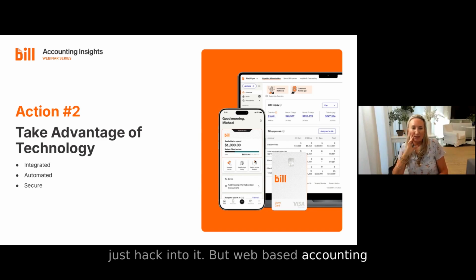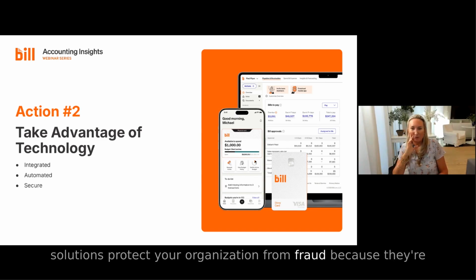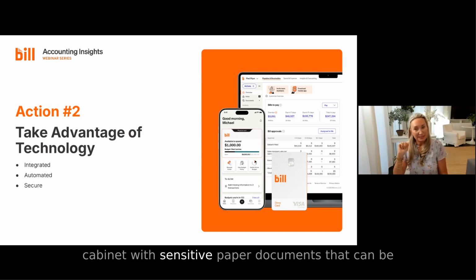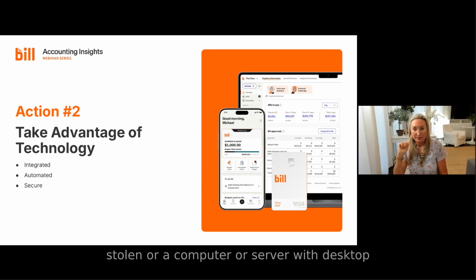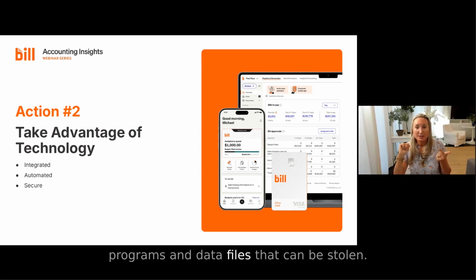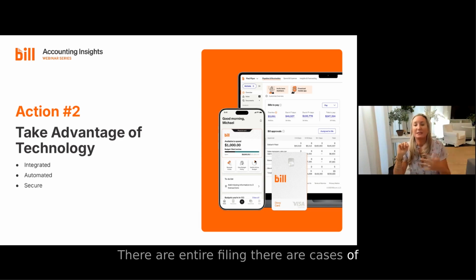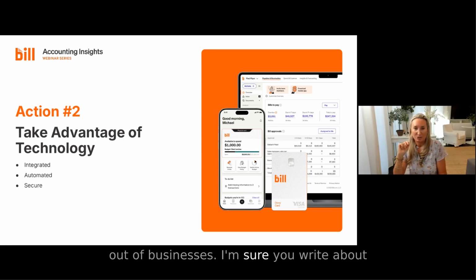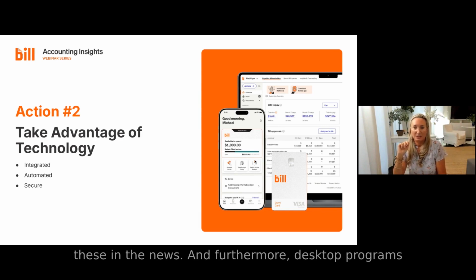But web-based accounting solutions protect your organization from fraud because they're considered more secure than, for example, a filing cabinet with sensitive paper documents that can be stolen, or a computer or server with desktop programs and data files that can be stolen. There are cases of entire filing cabinets and computer equipment being stolen out of businesses. I'm sure you've read about these in the news.